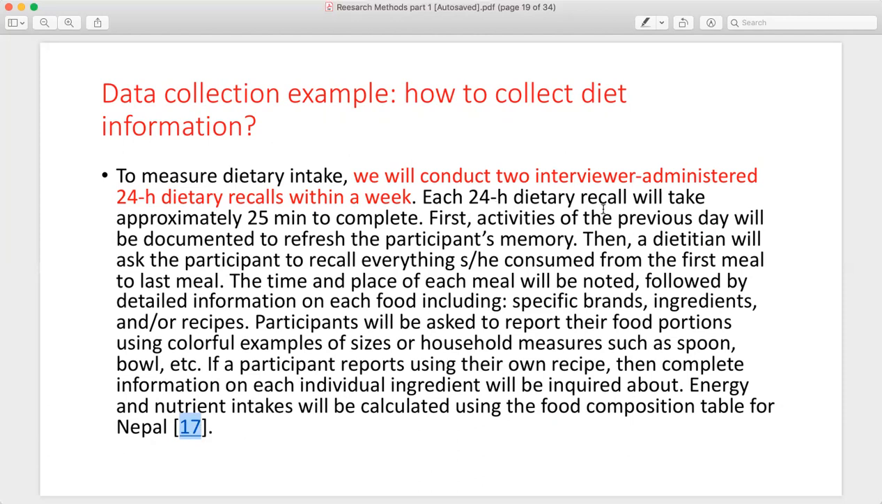Each 24-hour dietary recall will take approximately 25 minutes to complete. First, activities of the previous day will be documented to refresh participants' memory. Then a dietitian will ask the participant to recall everything he or she consumed from the first meal to the last meal. The time and place of each meal will be noted, followed by detailed information on each food, including specific brands, ingredients, and/or recipes. So in this way, we give the details if you are using a particular way of collecting data.